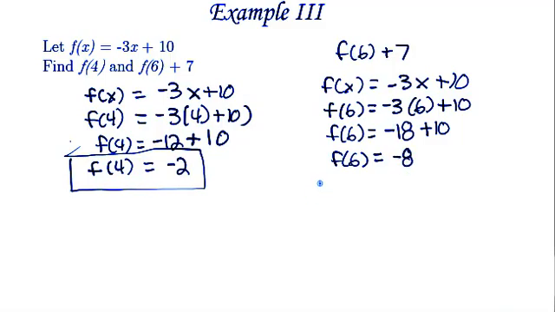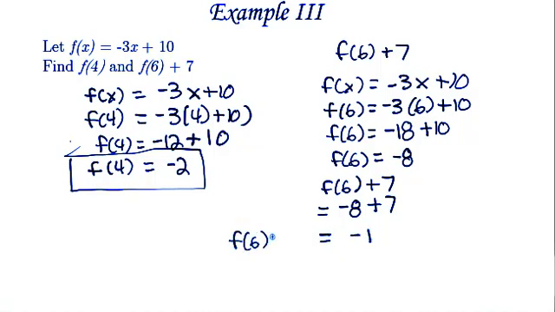But what I was asked to find is f of 6 plus 7. So in lieu of f of 6, I'm going to substitute in -8, and I'm going to add 7 to that, and I'm going to get -1. So f of 6 plus 7 equals -1.